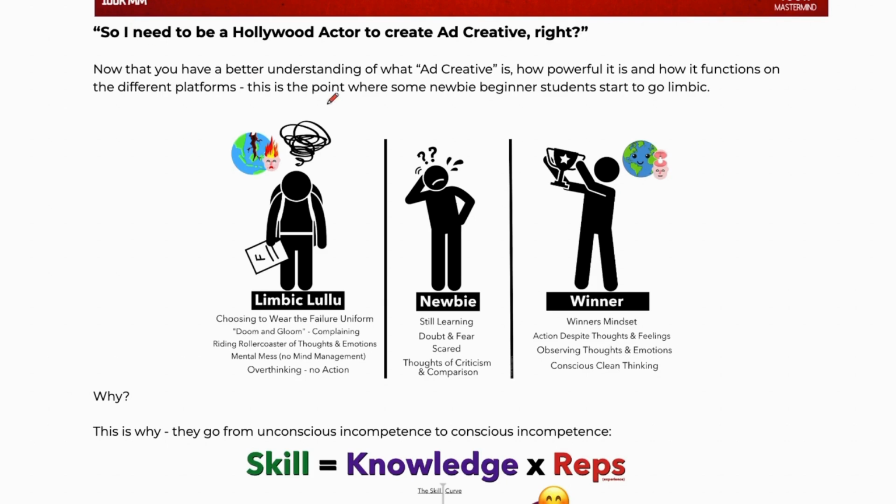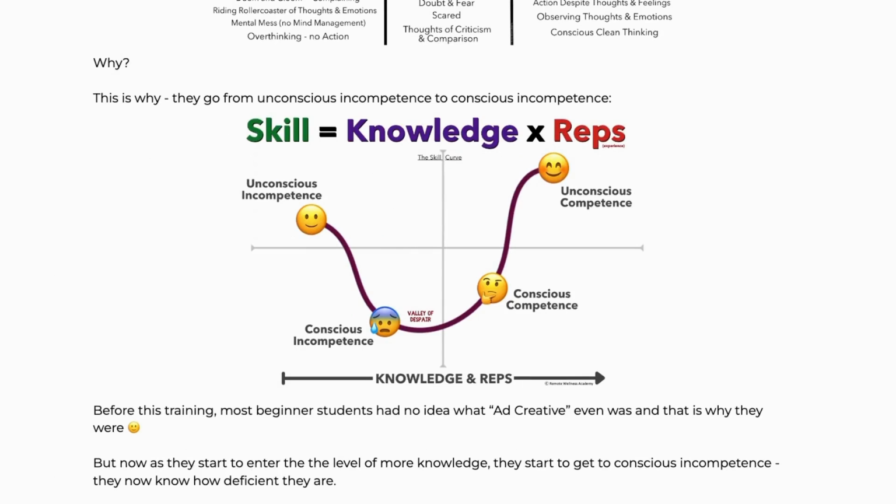So again, remember, we're doing a big push to get our community to be winners. We want A players in the community. But unfortunately, it's very easy when you're emotional, uncertain, or doubtful to go limbic here on the left side, and now all of a sudden you're doom and gloom wearing the failure uniform. The reason for that, like we've talked about many times before, is that you're now crossing that barrier from being unconsciously incompetent.